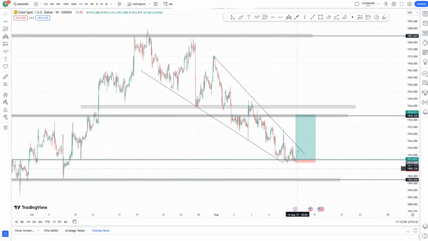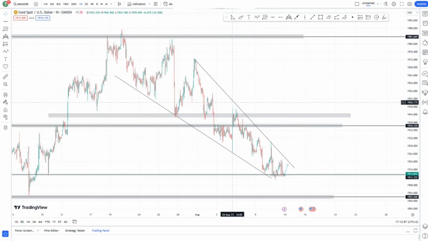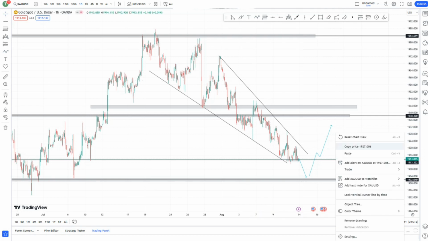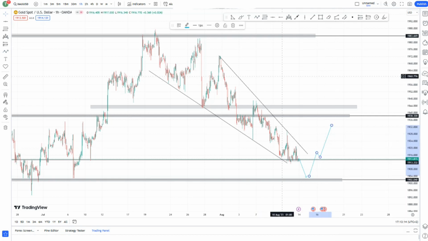But if it doesn't reverse right here, what it can do is come down to test this supporting level and then reverse, right? So make sure that you are present when those moves take place. Now that's my analysis on gold.